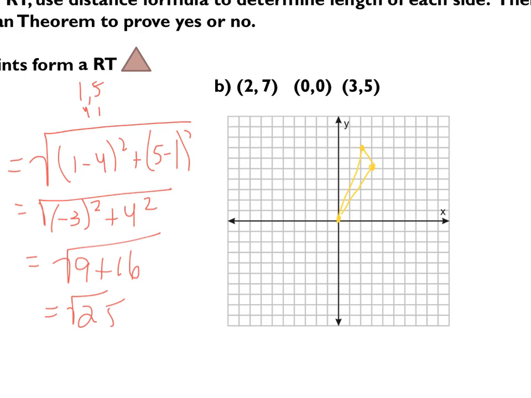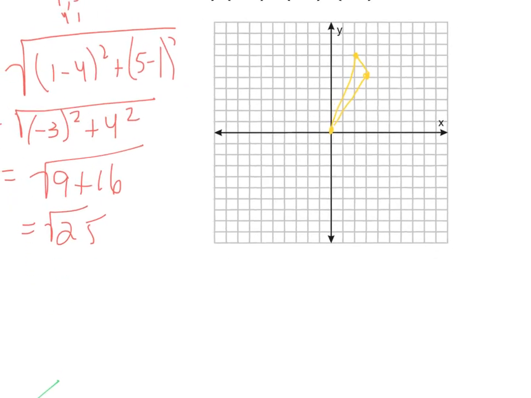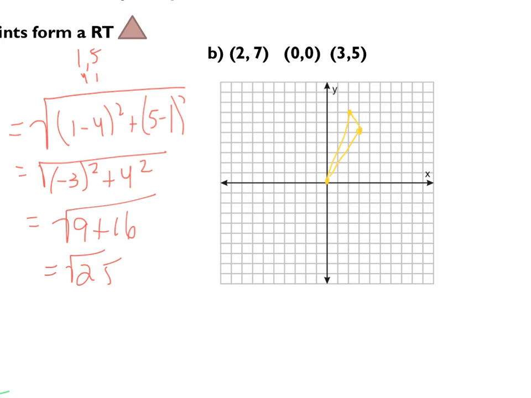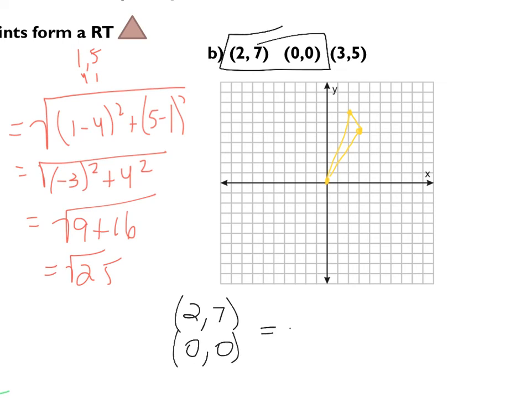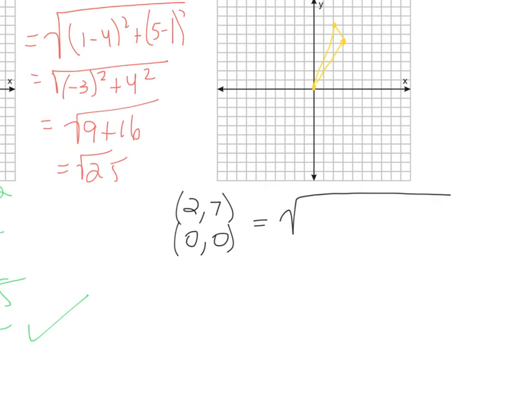I have to do the distance how many times? 3. It doesn't matter the order that you do it in. I just need to see the distance between 2 points, and then another one between another 2 points, and then the last one. So the first one I'm going to do is right here, between 2, 7 and 0, 0. It's kind of easy when we have the origin. What are my x values? 2 and 0. So 2 minus 0 squared plus 7 minus 0 squared.